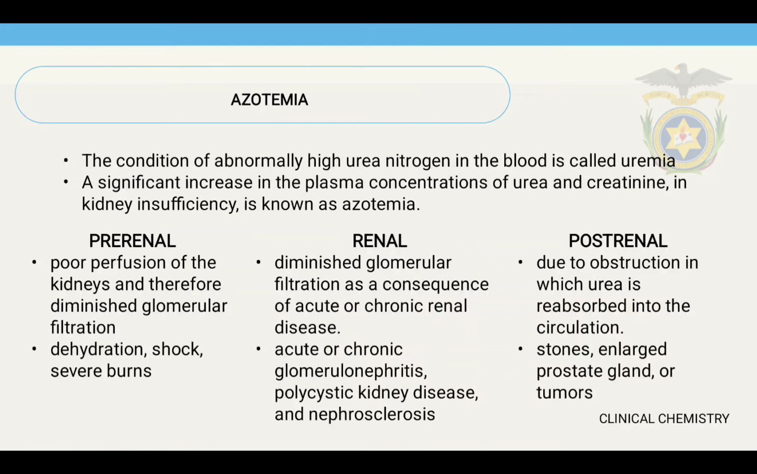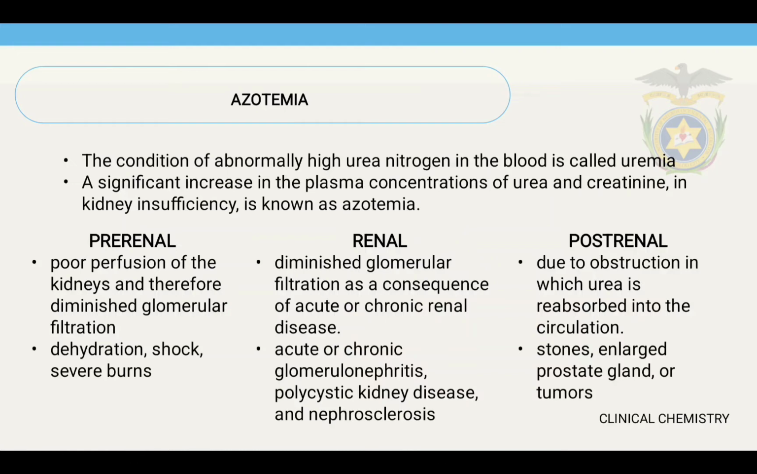In pre-renal azotemia, this is mainly due to poor perfusion of the kidneys and therefore diminished glomerular filtration. This is most commonly caused by dehydration, shock, and severe burns. For your renal azotemia, this is caused by a diminished glomerular filtration as a consequence of acute or chronic renal disease, most commonly caused by your acute or chronic glomerulonephritis, your PKD, as well as your nephrosclerosis.